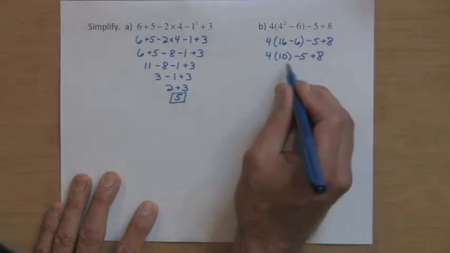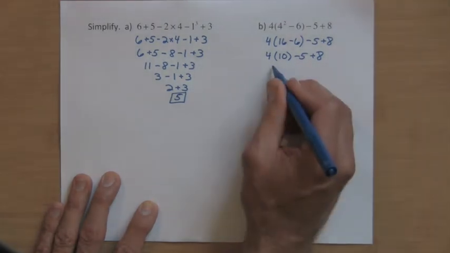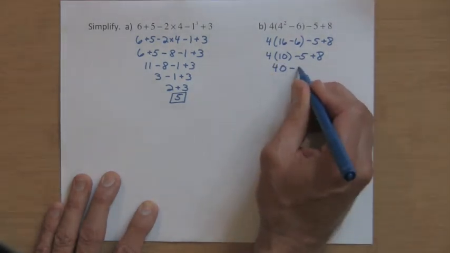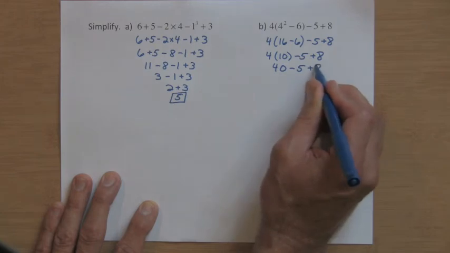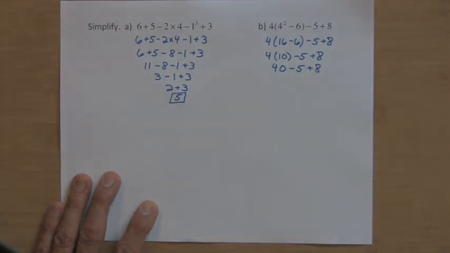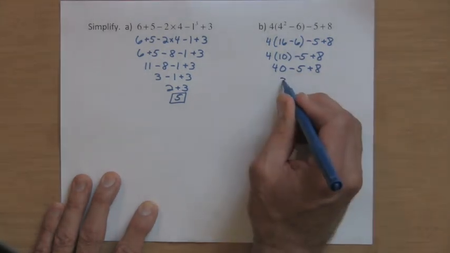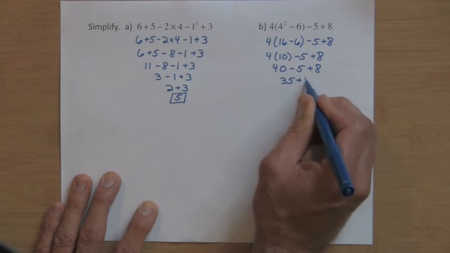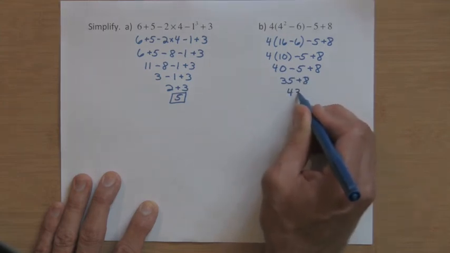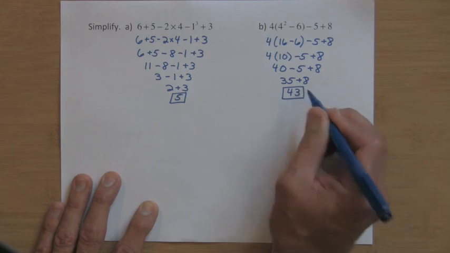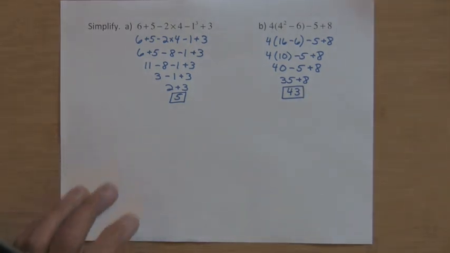And we still have multiplying that happens before add or subtract. 4 times 10 is 40. So we have 40 minus 5 plus 8. And then once again, we only have add or subtract. So from left to right, 40 minus 5 is 35. And then 35 plus 8 is 43. And that is the simplest form of that expression.